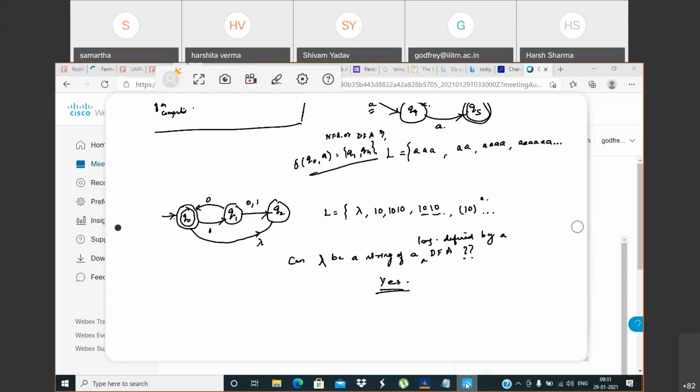Now here we have this. Is this a DFA or NFA? We call this an NFA because there is a lambda transition. Because the lambda transition has been defined, you have an input as lambda. You call this an NFA.